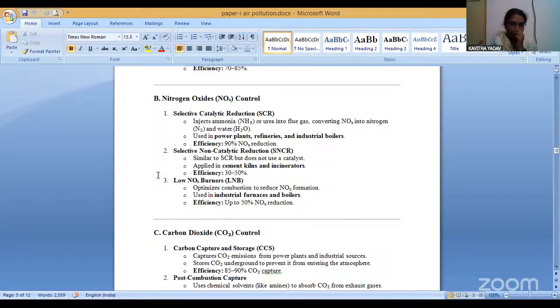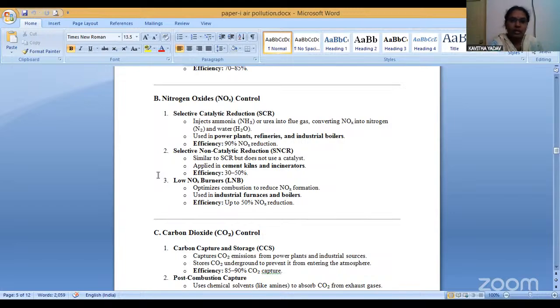Selective non-catalytic reduction. The first one is the selective catalytic reduction, and the second one is the selective non-catalytic reduction. It is similar to selective catalytic reduction, but it does not use any catalyst. It is applied in cement kilns and incinerators. Efficiency is only up to 30 to 35% when compared to SCR, that is selective catalytic reduction. The efficiency is very low.